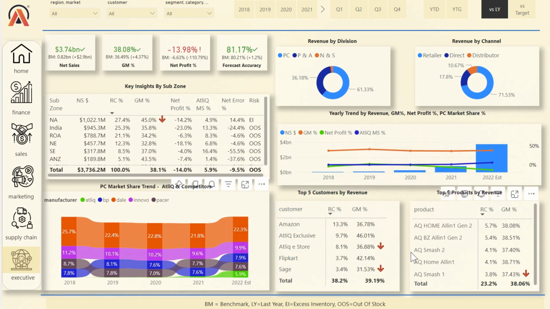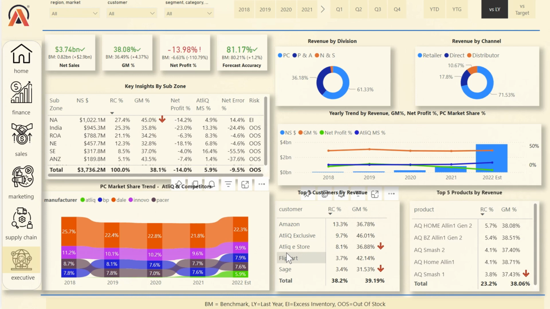So here the executive can get the quick insight of top 5 customers by revenue, and they can also get the quick insight of top 5 products by revenue too. So these are our 5 customers, which nearly cover about half of the total revenue contribution. So if we just focus on these particular 5 customers and these particular 5 products, then we can make our business very strong. So these are the insights that the executive can get from this particular dashboard.